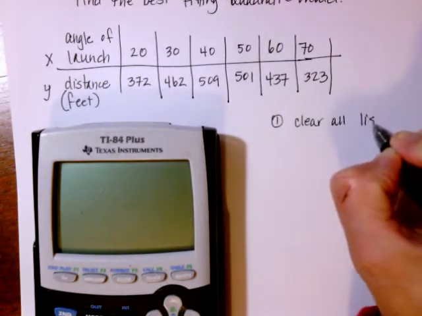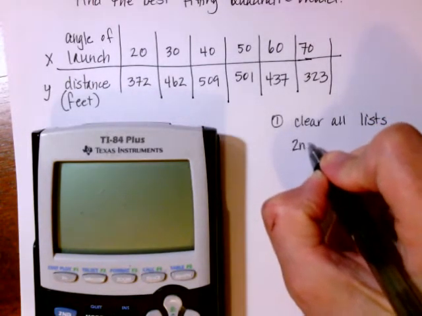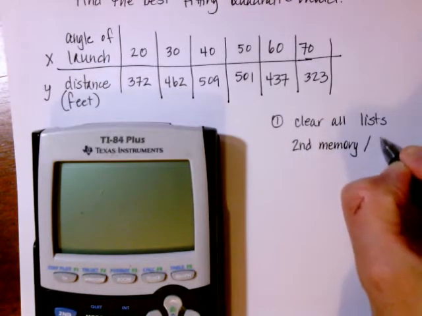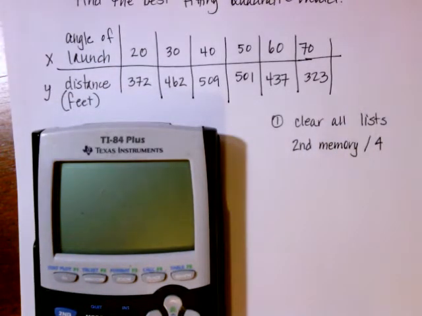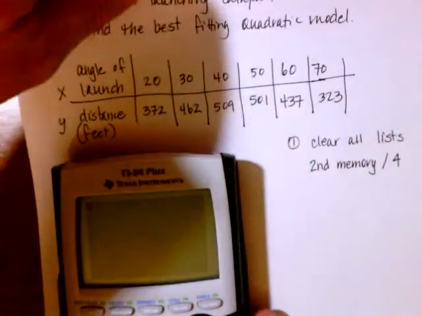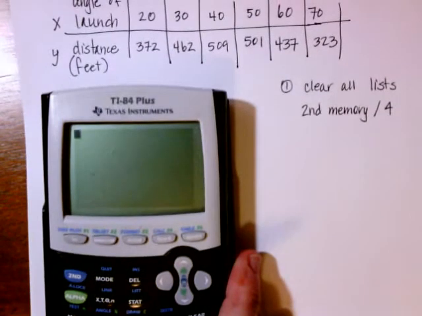So I'm going to write clear all lists, and I do that by doing second memory and then option number 4. Okay, I'm going to turn my grapher on, clear what I have. I'm afraid I'm not going to be able to show you everything. Let's see if I can scoot it up just a little bit. I need to be able to see my data too.